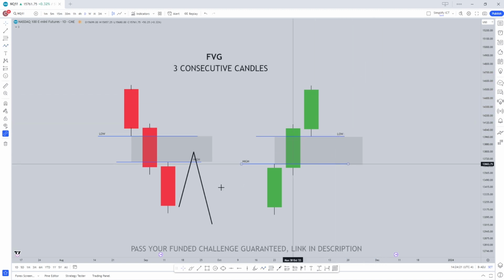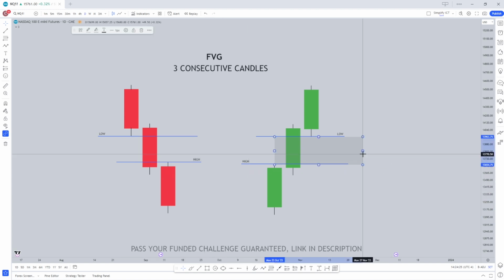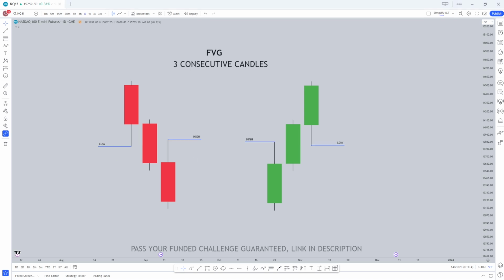Now that we know what a valid FVG looks like, let me show you what an invalid FVG looks like. As you can see, from the first candle's low to the third candle's high, is there a gap in the second candle? If you drag this out, you can see there's no gap. There's actually an overlap of the wicks here.